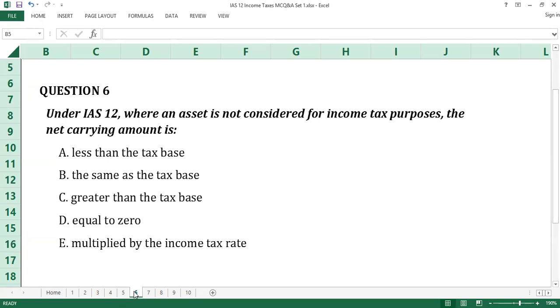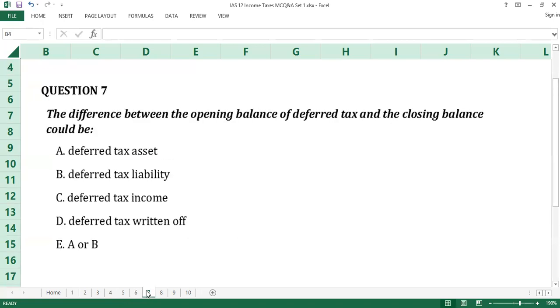Time up. The answer to question number 6 is B, the same as the tax base. As the asset is not considered for income tax purposes, the tax base is made equal to the net carrying amount with no temporary difference arising or existing. B is the answer to question number 6.